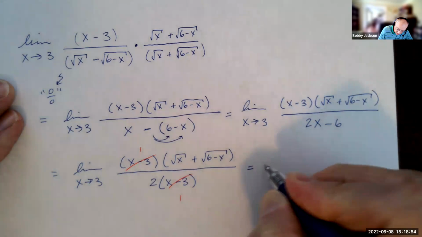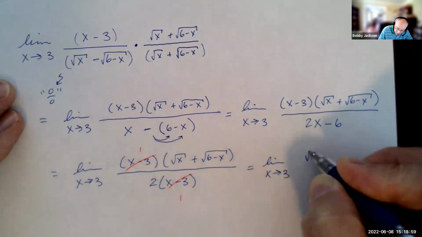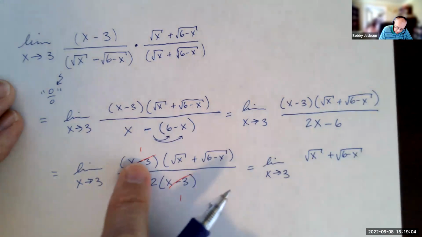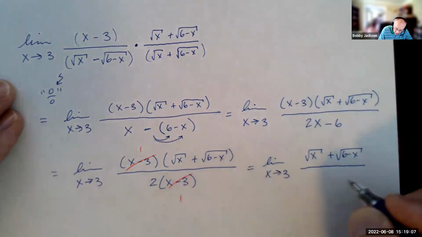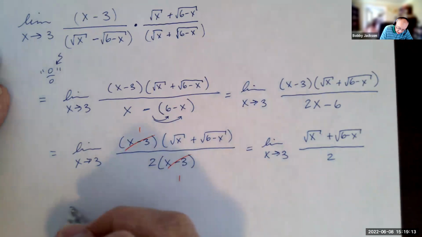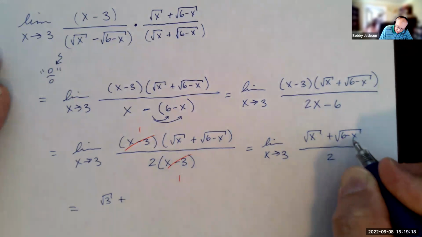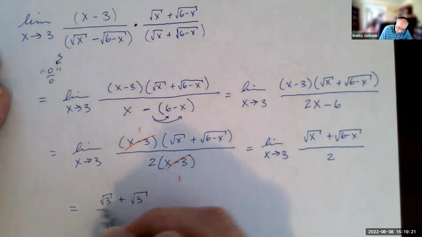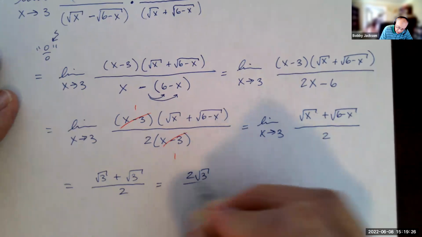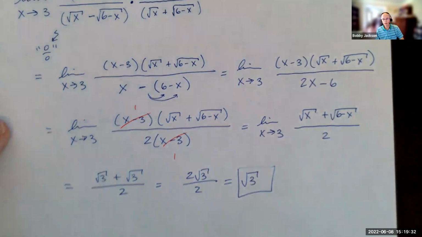So when I do that, I'm now looking at the limit as x approaches 3. Now I can just write up top the square root of x plus the square root of 6 minus x. And it's in parentheses, but I don't need it anymore because I'm multiplying by 1. And the bottom just has 2. And now I can plug in directly and get the value of the limit. When I plug in directly, I get the square root of 3 up top, plus 6 minus 3 is 3, the square root of 3, all divided by 2. Well, the square root of 3 plus the square root of 3 is 2 times the square root of 3. And then simplifying, I get the square root of 3. And that's the value of the limit.